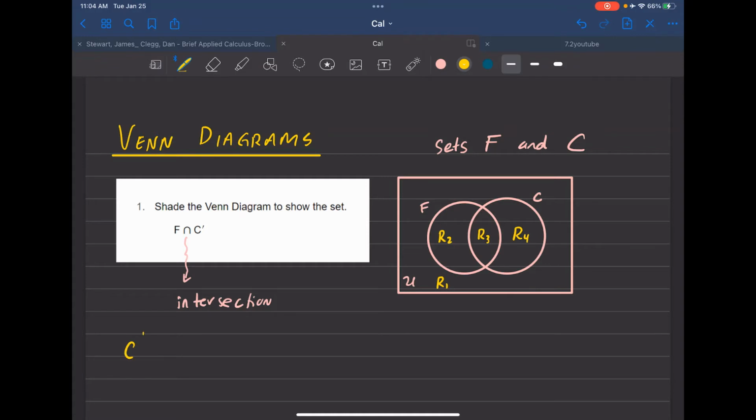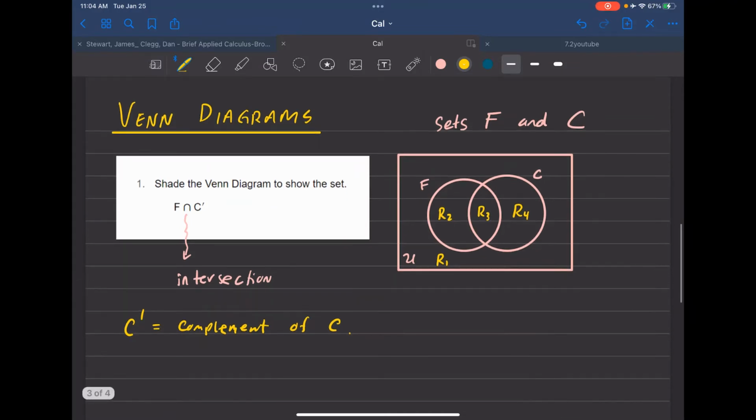C prime is actually the complement of C, meaning it is the region outside of C. So C complement, well, C is all of this. So R3 and R4 represent C. That means C complement has to be the region R1 and R2. So it's what's not in C.